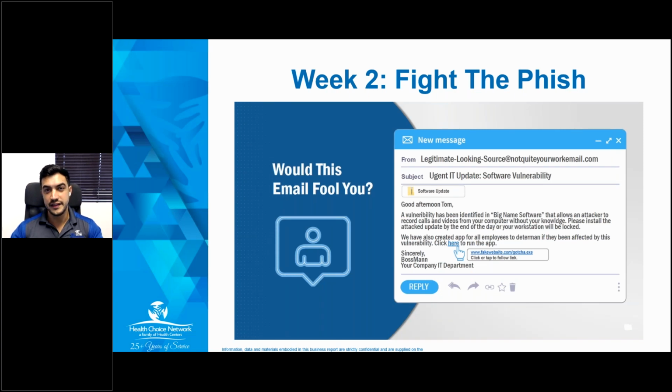So week 2 is fight the phish. We discuss phishing continuously because this is hackers' number one way to target people. They rarely ever take their time to actually do the technical hacks that you may see on TV, where they pull up cool computer screens and they're doing all this coding stuff. Usually they don't do that.